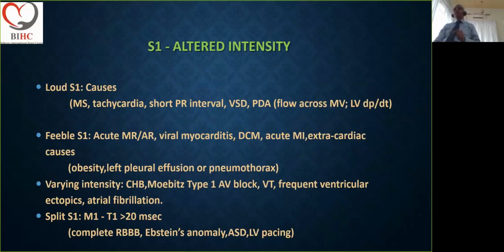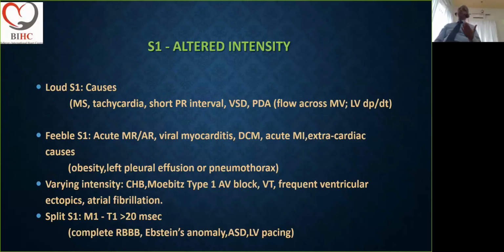And a feeble S1 when there is acute mitral regurgitation, where the valve leaflets are near closed at the end of diastole, so that systole brings only a minimal movement of the valve leaflets. Viral myocarditis, where dP/dt is low. Same thing for dilated cardiomyopathy. Not pediatric, but in older age, acute myocardial infarction. Extracardiac causes like obesity, increasingly a problem in pediatrics.